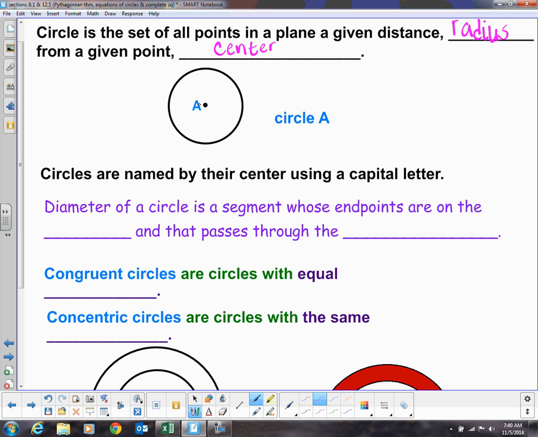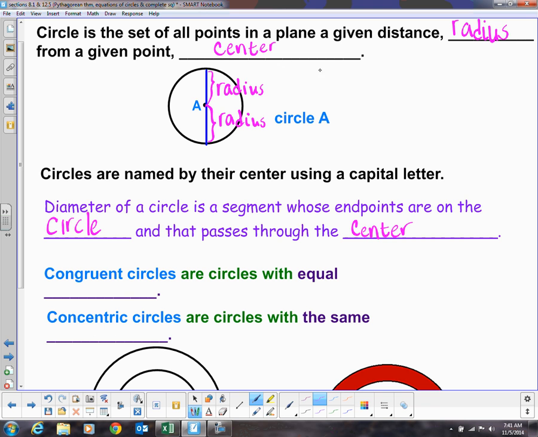Because the center is a point, we use capital letters for the center. We name the circle by its center. So this is called circle A. Now, a diameter of a circle is a segment whose endpoints are on the circle. A diameter starts on the circle and passes through the what? Center. And passes through the center. What is this part called? A radius. What is this called? A radius.